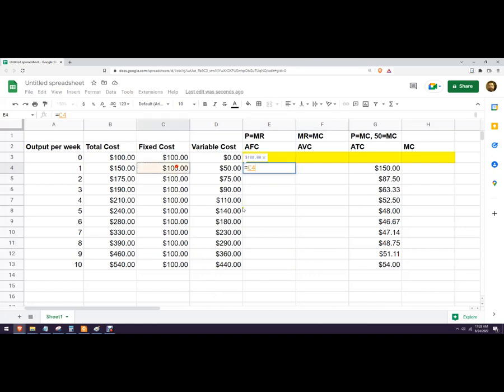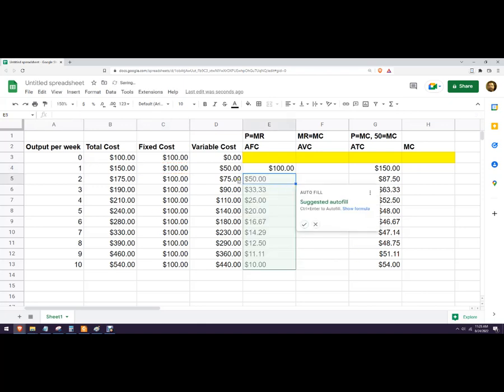Now, average fixed cost. I'm just going to take the fixed cost right here, and I'm going to divide it by the output. We know that answer is going to be 100. And then right here, this would be 100 divided by 2. That's 50.